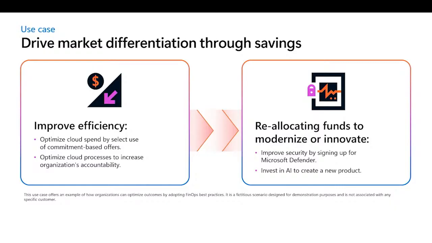With these freed resources, the organization made strategic investments in critical areas such as security enhancements. Additionally, they directed their newfound financial flexibility towards adopting cutting-edge technologies like AI, artificial intelligence. This empowered them to create innovative end products and enhance their services. This scenario perfectly illustrates how organizations can leverage FinOps not only to curtail costs, but more importantly, to unlock resources for driving market differentiation. It showcased the transformative potential of adopting FinOps best practices, ultimately leading to greater competitiveness and innovation.